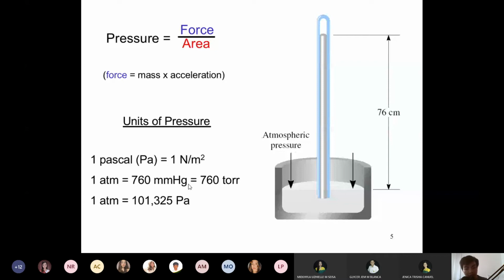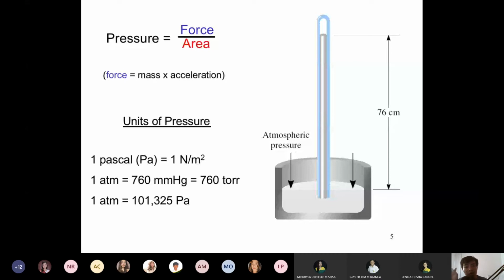So before the invention of modern pressure gauges, meron tayong tinatawag na barometer. Barometer is an instrument used to measure the pressure in the atmosphere. So in it mayroon tayong mercury, which is a liquid metal, and we have a capillary here wherein the liquid can travel into. So pwede pumasok diyan yung liquid. And ang idea is that the atmosphere pushes us.